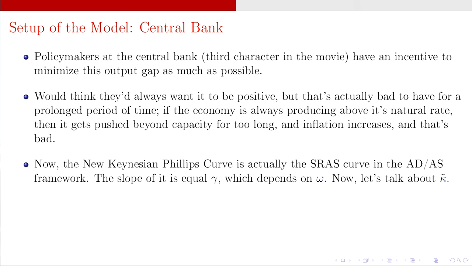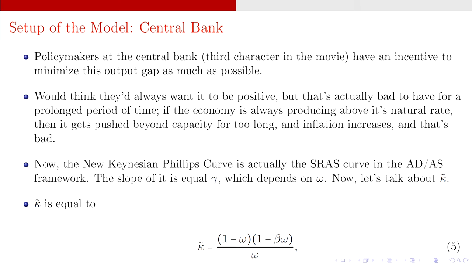So, yeah, the new Keynesian-Phillips curve is actually the short-run aggregate supply curve in this AD-AS framework. The slope of it is equal to omega, which is dependent on gamma. Now, let's talk about what this kappa tilde is. This kappa tilde is equal to this, (1 minus omega) times (1 minus beta times omega) over omega. All right, well, 1 minus omega is the share of firms that do get to change their prices every period. Omega is the share of firms that can't change their prices every period.